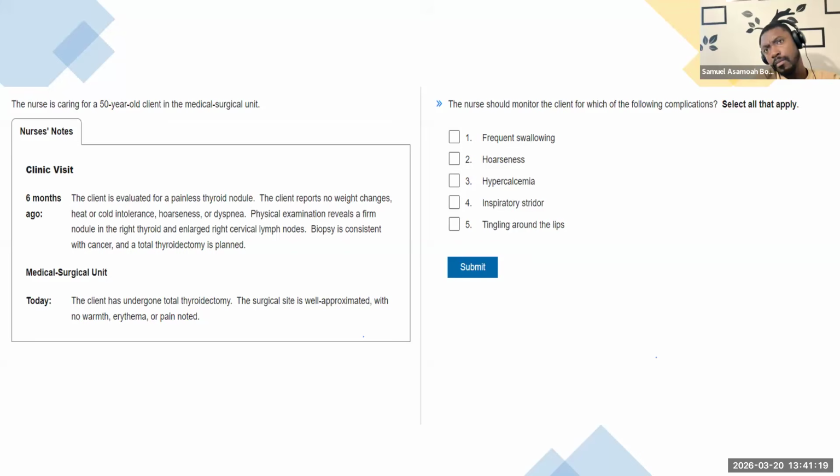Calcium. Start with the parathyroid and go that way. Since the whole thyroid gland has been removed, it suggests that the parathyroid gland has also been removed. Then continue. Yes. So there wouldn't be production of calcium. There wouldn't be adequate regulation of calcium, right? Yes. So what can happen? Tingling around the lips. Hypocalcemia. Yes. So which one of these wouldn't you pick as an answer?